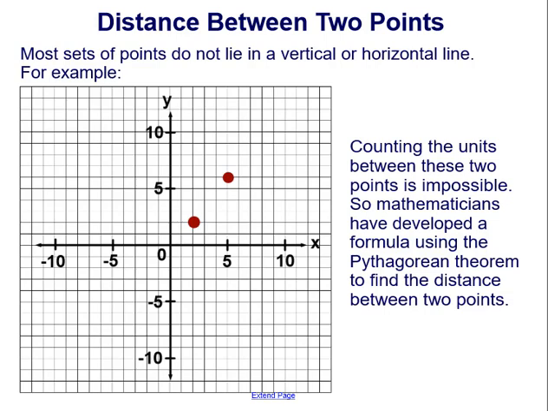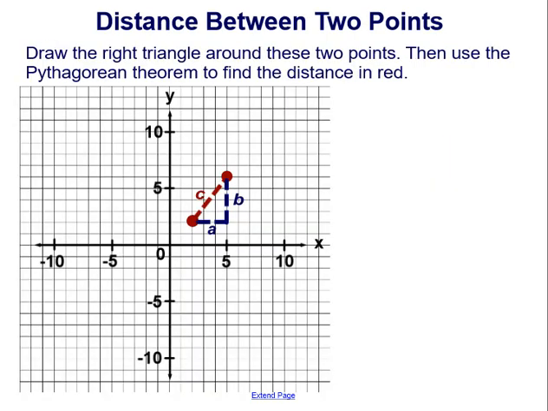Most sets of points do not lie in a vertical or horizontal line. As we can see in this example, we have 2 points and they're diagonal from each other. Counting the units between these 2 points is impossible, so mathematicians have developed a formula using the Pythagorean theorem to find the distance between 2 points. So let's look at the Pythagorean theorem and how it applies.